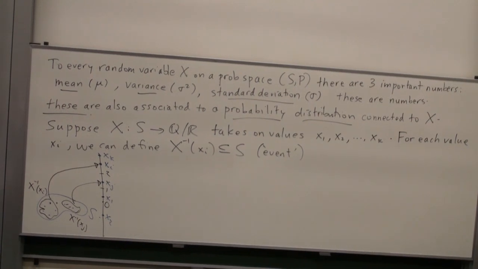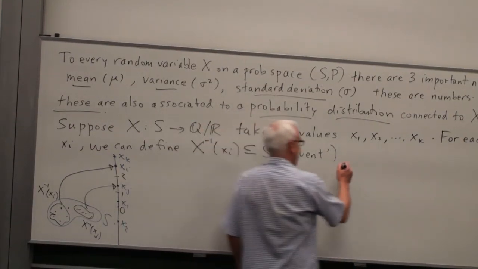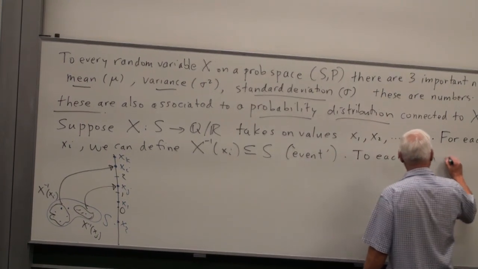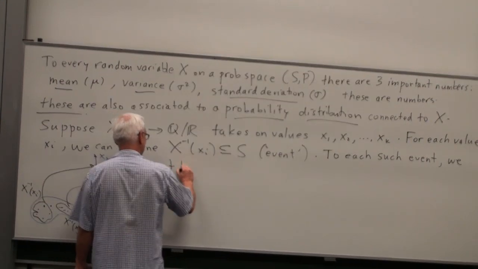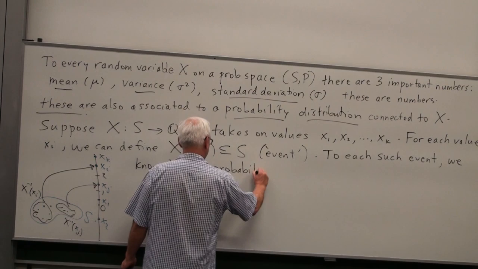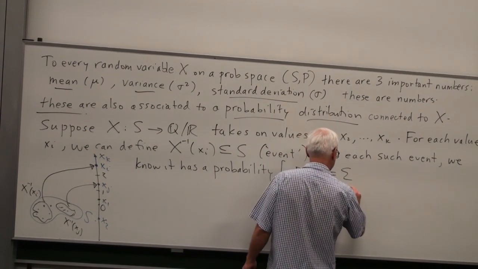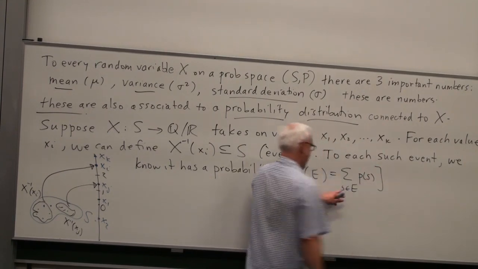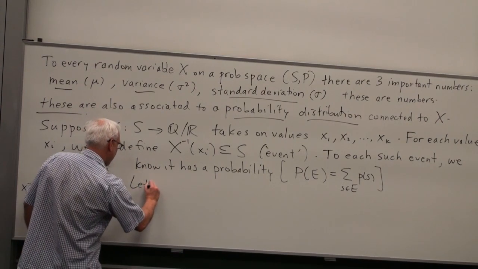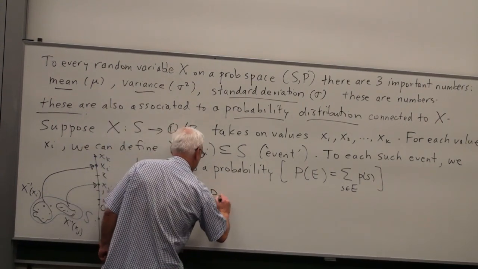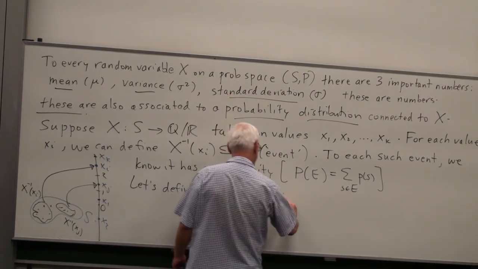And these are events in this sample space, and that means that they have probabilities. So to each one of these sets, to each such event, we know it has a probability. So let me remind you that the probability of an event, a general event, is just the sum of all the probabilities, P of s, as s runs through E. So to each such event like here, we know it has a probability. And so let's define, therefore, pi to be the probability of the event X inverse of little xi.